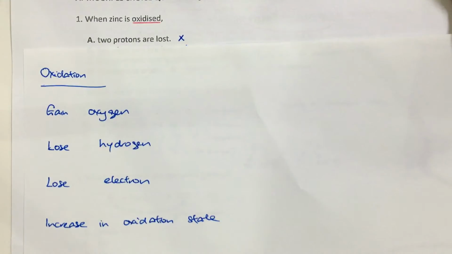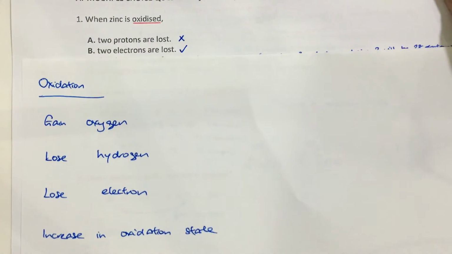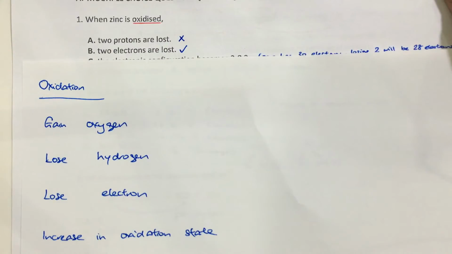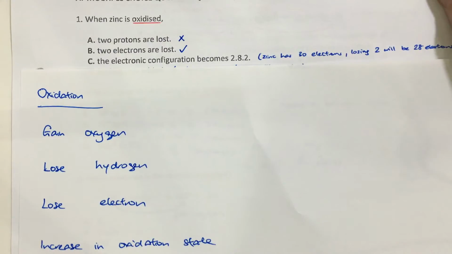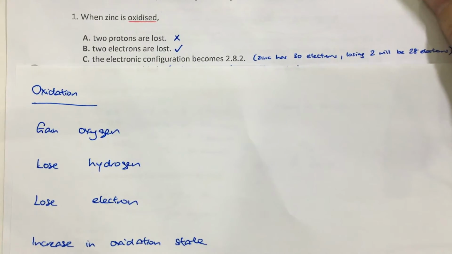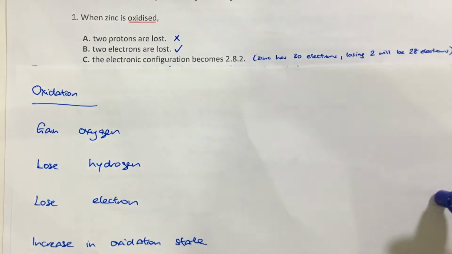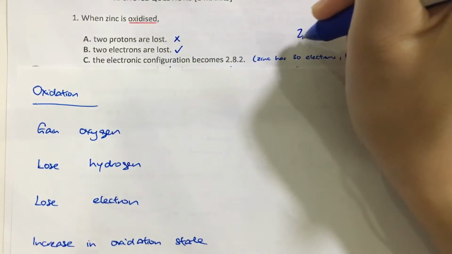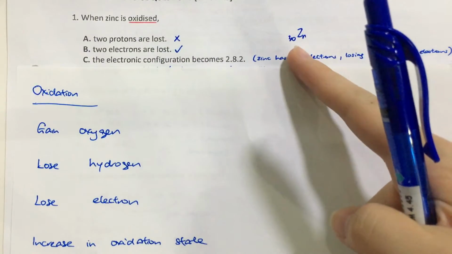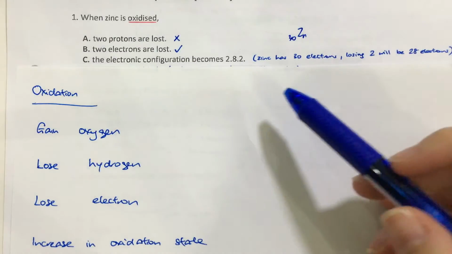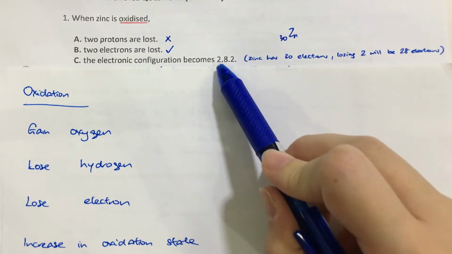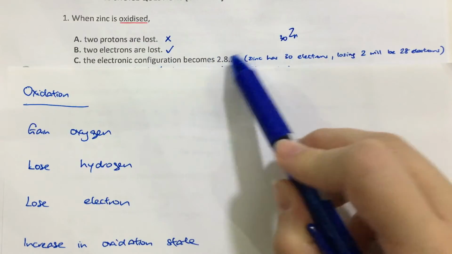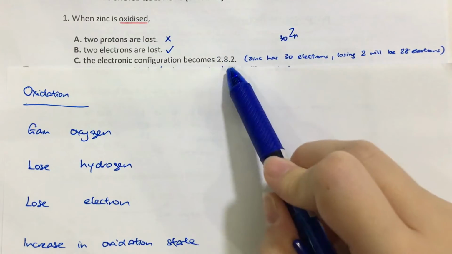So when it says here, protons, cannot be. Electrons are lost, seems correct, right? Then there is this one that says configuration becomes 2.8.2. If you look at the periodic table, zinc has 30 electrons. So if it loses 2 electrons, it will be 28. This is 12 electrons. There's no way you can lose from 30 electrons to 12 electrons.